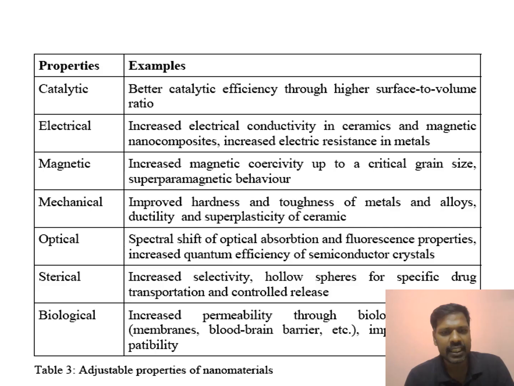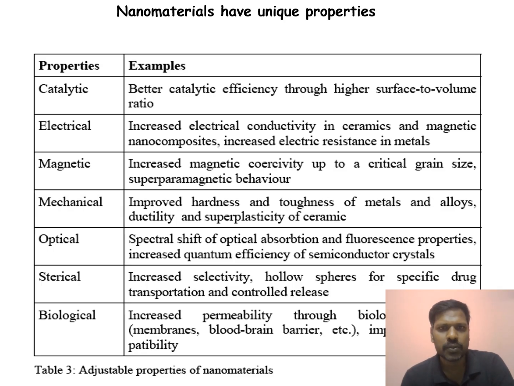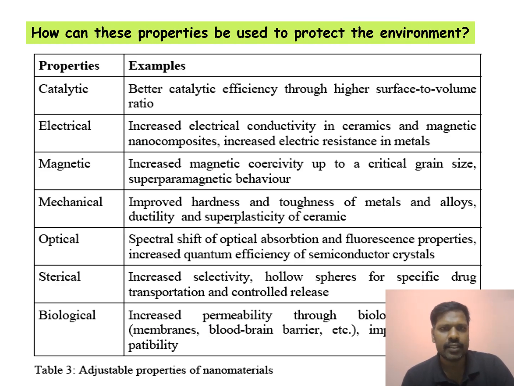So these are the properties available for nanotechnology: electrical, magnetic, mechanical, optical, biological, so many properties are available. Each property has different kinds of solutions. Nanometals have unique properties, like when the size is reduced, the properties will change. And then, how can these properties be used to protect the environment?